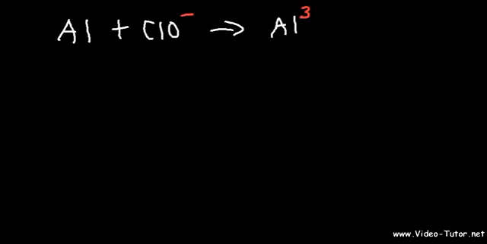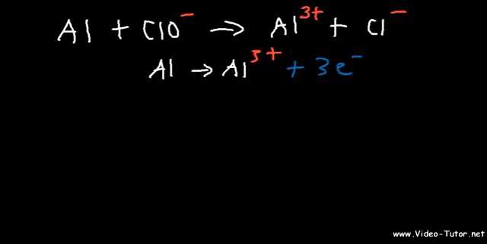Let's try another one under acidic conditions. Feel free to pause the video and try this example. Let's begin with aluminum. All we need to do is add 3 electrons to balance the charge, and that's it for that half reaction. Next, let's look at hypochlorite.